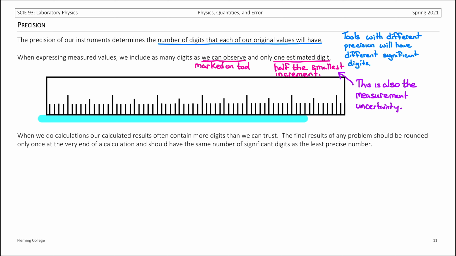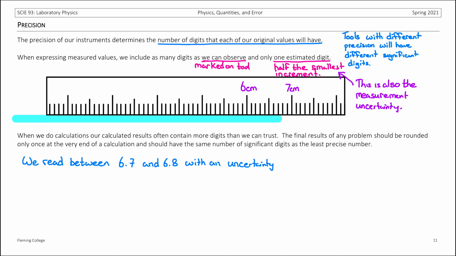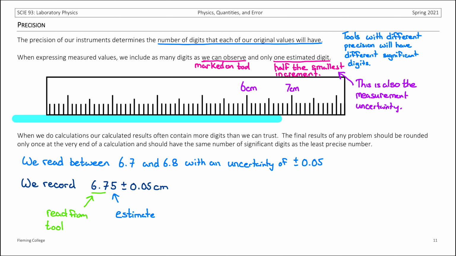If we try to read the length of the blue line, seeing that it falls between 6 and 7 centimeters, we can look even closer to see that it falls between the 6.7 and 6.8 marks on the tool. And because the smallest increment is 1/10 of a centimeter, we can say that the uncertainty is plus or minus 5/100 or 0.05 centimeters, which means we can record a value of 6.7, that's read directly from the tool, and estimate another half an increment. So 6.75, and including the uncertainty of plus or minus 0.05 centimeters.